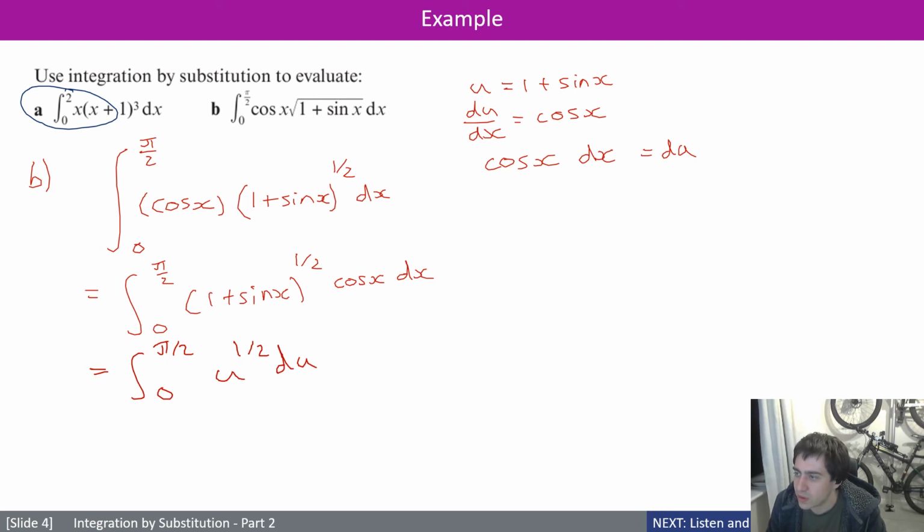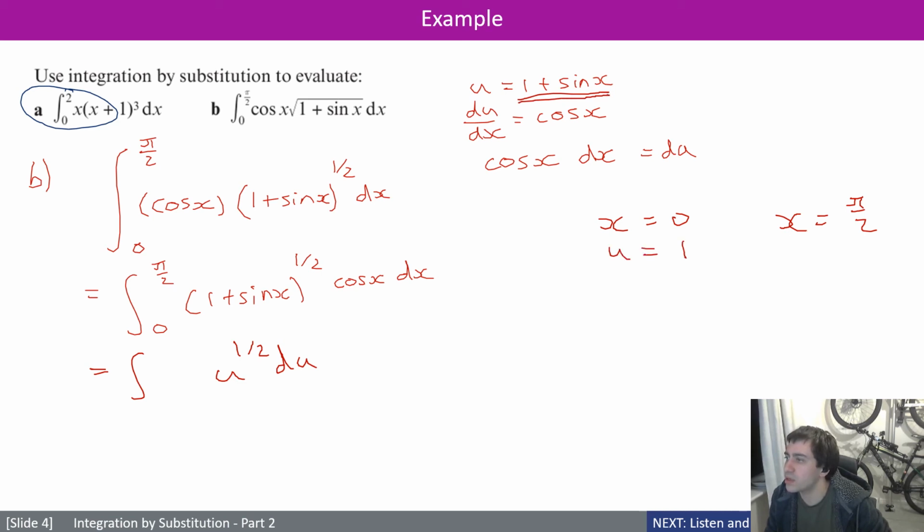So we need to change the limits from 0 and pi over 2. So remember, those were secretly x equals 0 and x equals, did I say 2 pi? Pi over 2. So let's see what 1 plus sine x gives us. 1 plus sine of 0 is just 1. And 1 plus sine of pi over 2, what's sine of pi over 2? It's just 1. So we get 2. So now we can put that in our limit here, which gives us 1 and 2.